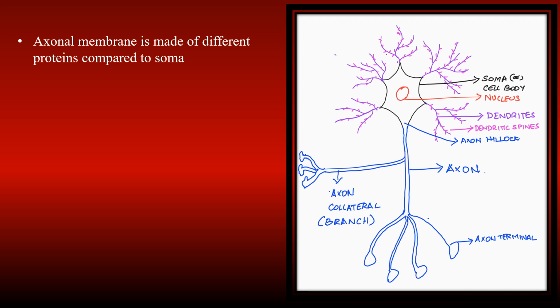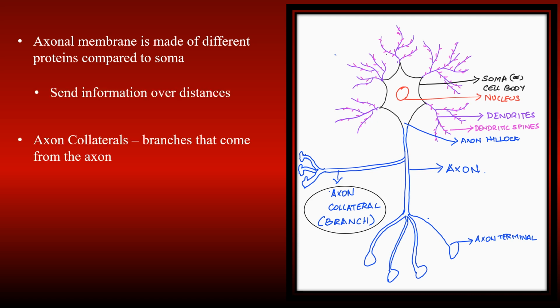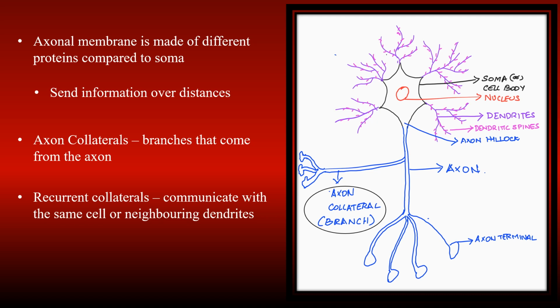The axonal membrane also has a different composition of proteins. This enables the axon to serve as a wire that sends information over great distances. Branches that come from the axon are called axon collaterals. These travel long distances and communicate with various other parts of the nervous system. However, sometimes the axon and axon collaterals tend to communicate with the same neuron or with the dendrites of the neighboring neuron. These are called recurrent collaterals.